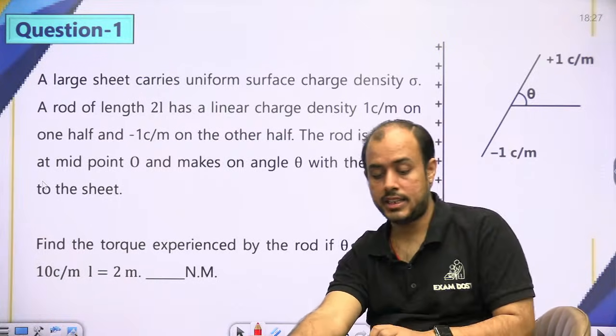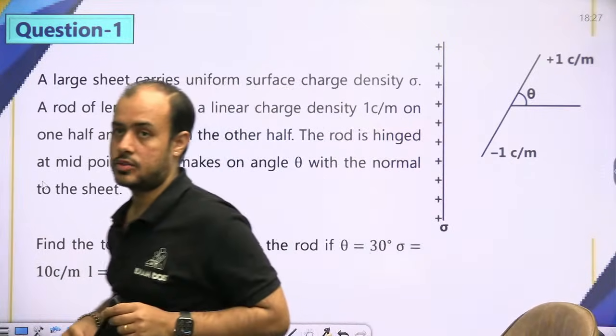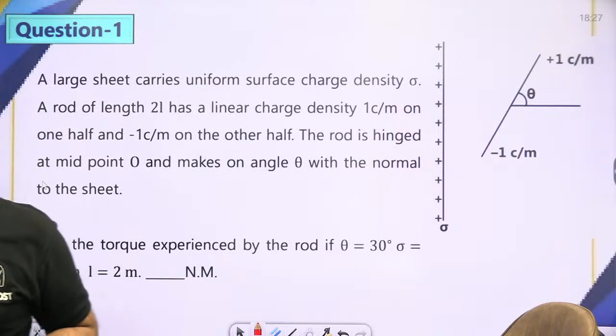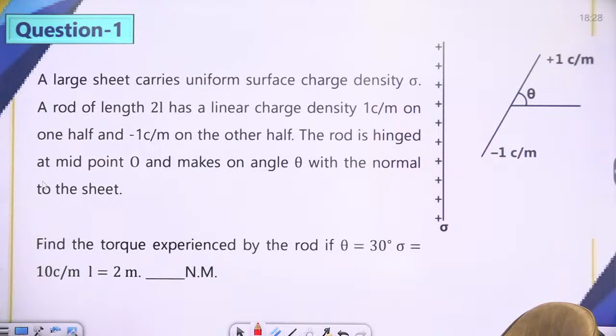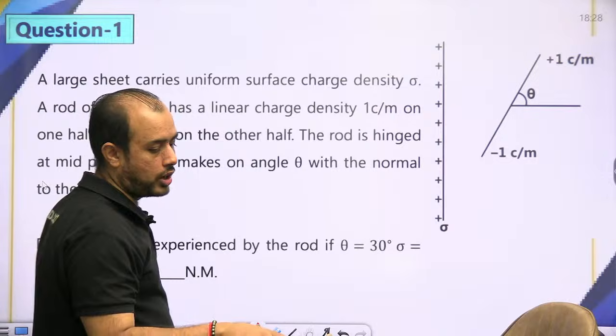चलिए ट्राई दिस बेटा, ट्राई दिस वन. A large sheet carries a uniform surface charge density sigma. A rod of length 2L has uniform charge density 1 coulomb per meter on one half, -1 coulomb per meter on other half. The rod is hinged at midpoint O, makes an angle theta with the normal. Find the torque experienced by the rod.